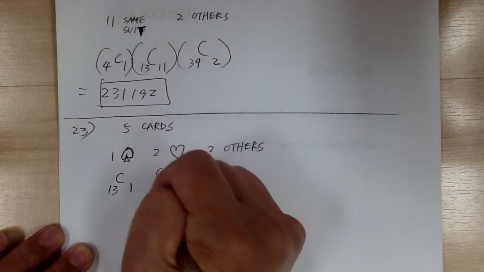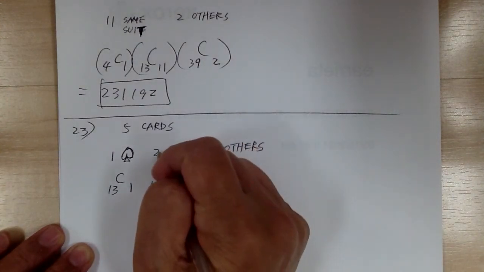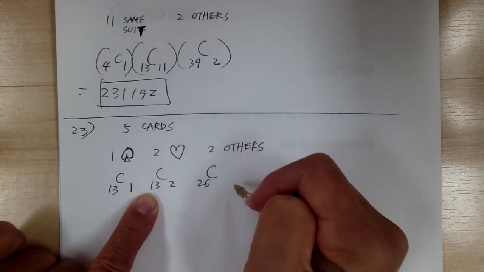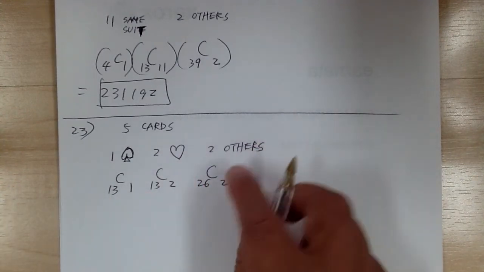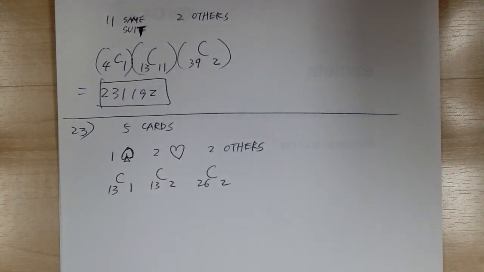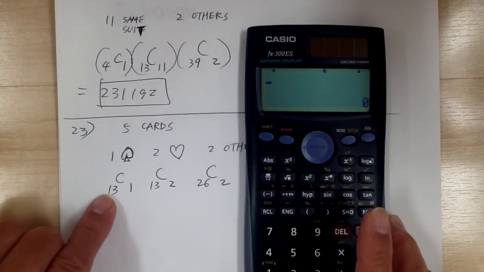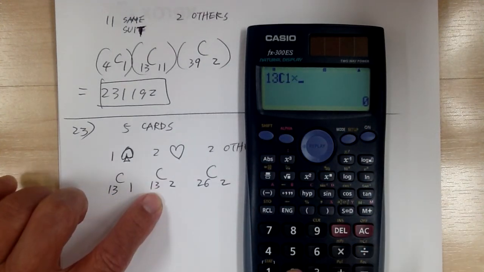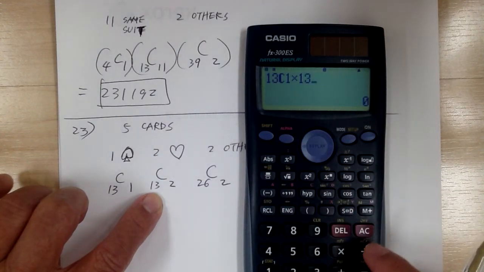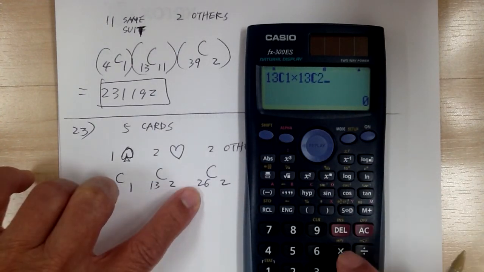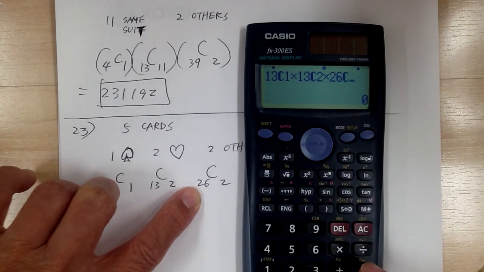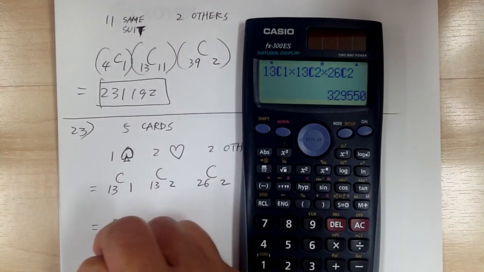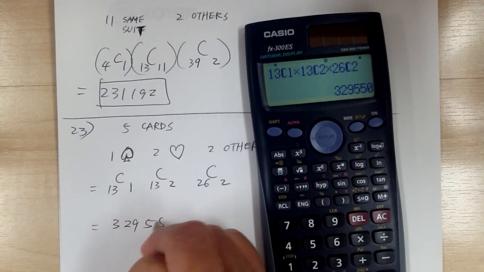And then you want the 2 hearts. There are 13 hearts, and you want to choose 2. Now you have 13 and 13, so there are 26 other cards, and you're going to choose 2. Make sure you get all the cards accounted for. Then get your calculator and calculate that. So 13 NCR 1 times 13 NCR 2 times 26 NCR 2 equals, and you get 329550.